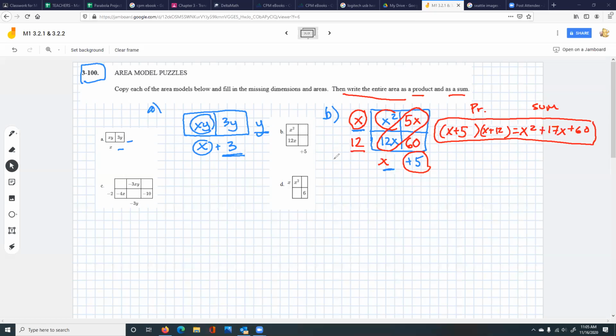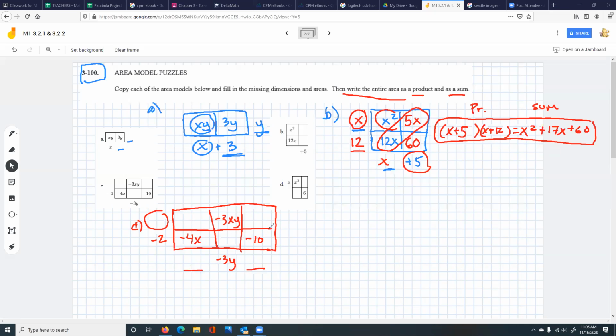Okay, so let's do C here. It's 2 by 3. Terrible rectangle. All right, so -2 here, -4x here, -3y here, -3xy here, and -10 here. I remember something like this on the test from last year. So you need to fill in what goes here, here, here, and here. We have to fill in all the blanks, and there are blanks outside the box.